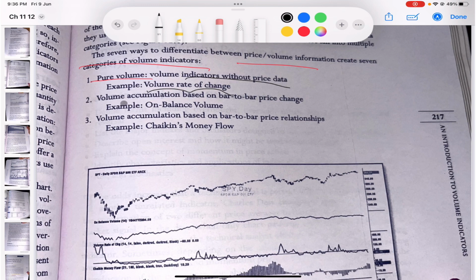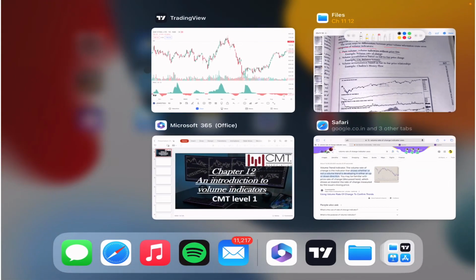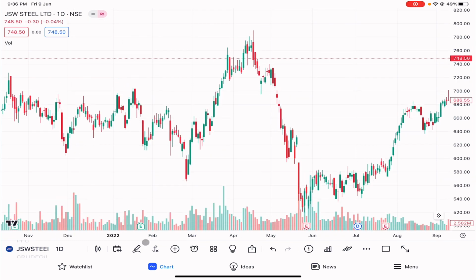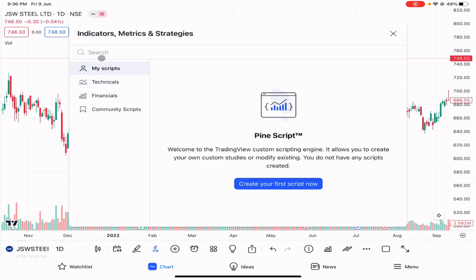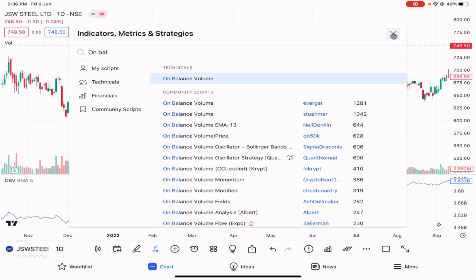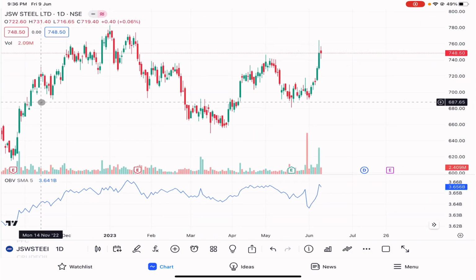Now we have volume accumulation based on bar to bar price change. As from candle to candle the price is changing, how does your volume accumulate? So for this you will use your on balance volume. What is on balance volume? I'll show that also in your TradingView. So I'm removing volume rate of change, and adding on balance volume. So this is my on balance volume indicator.